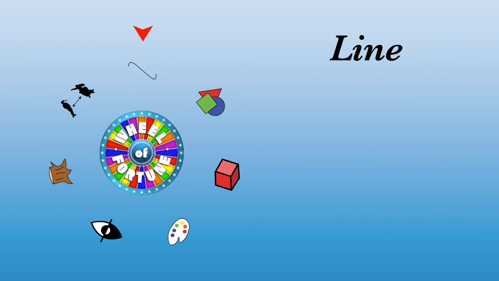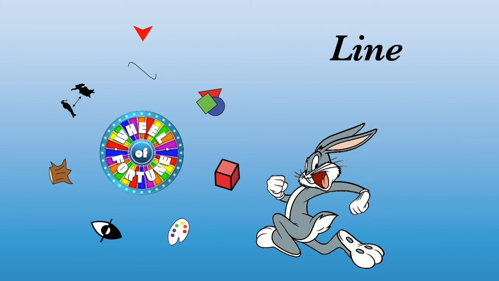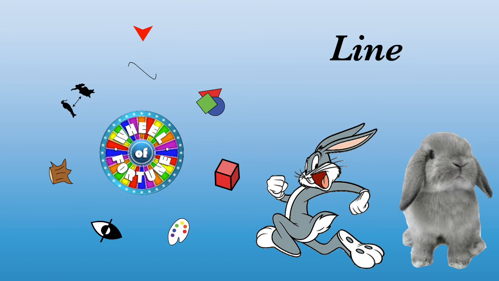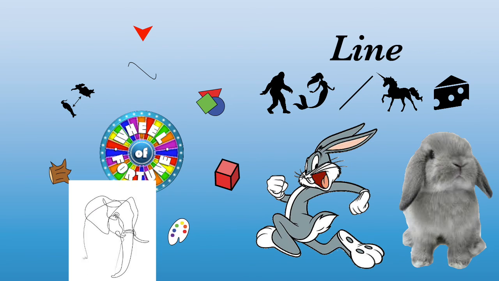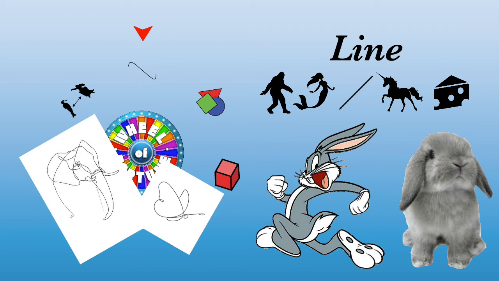First, we have line. If you think about it, lines only exist on paper. When you take a look at Bugs Bunny, we see a huge line separating him from the background. But this rabbit has no outline. This is because lines don't exist, and artists use them to help distinguish shapes as separate from one another.